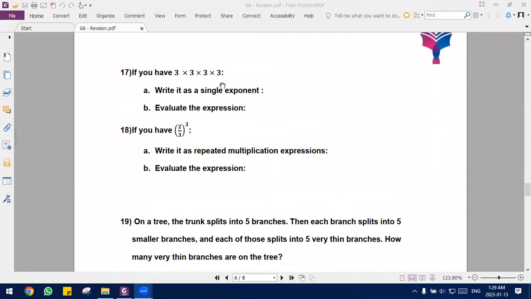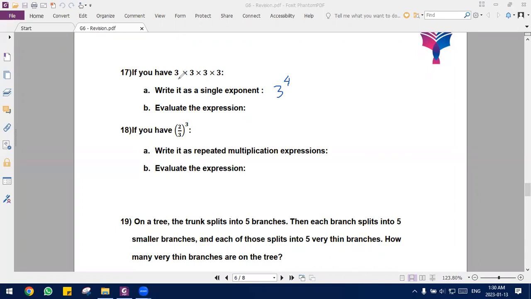Question 17. We have 3 times 3 times 3 times 3. It says write it as a single exponent, like write it as a power. So it's 3 raised to the power, like how many times it's repeated? 4 times. 3 to the power of 4. Here it says evaluate the expression, like solve it. So you might do it like this: 3 times 3 is 9, times 3 is 27, and then times 3, and then you try to multiply. There's an easier way.